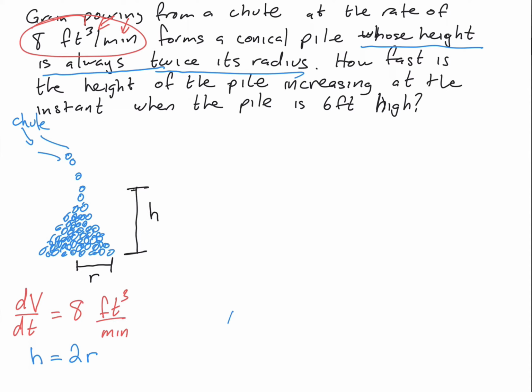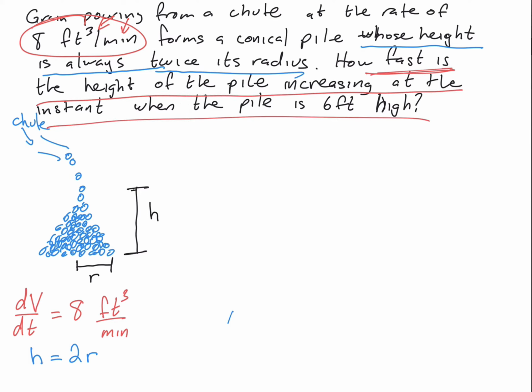Okay, and then last but not least, this last part: how fast is the height of the pile increasing at the instant when the pile is 6 feet high? So that's my question, right? So what would that be? How fast is the height changing? So dh over dt equals the question mark, when h equals 6, exactly. And that's my question right there.